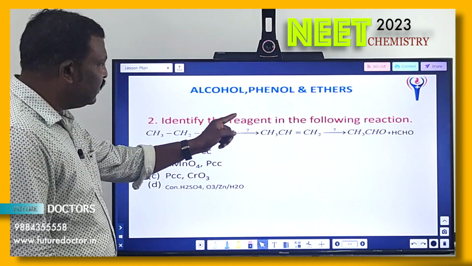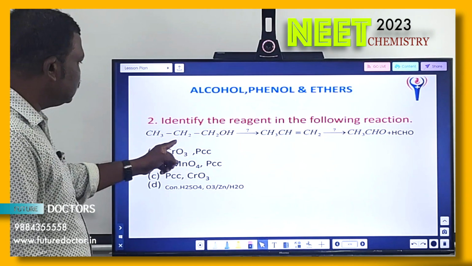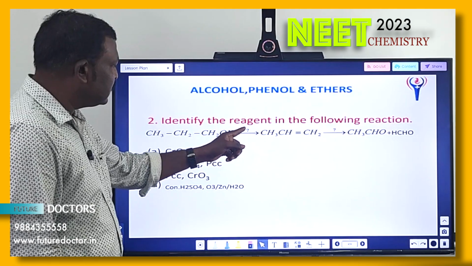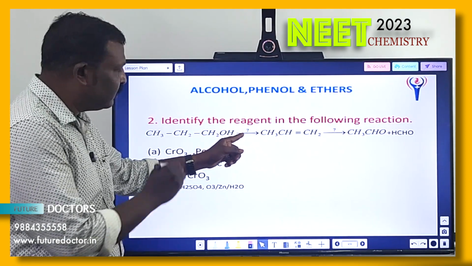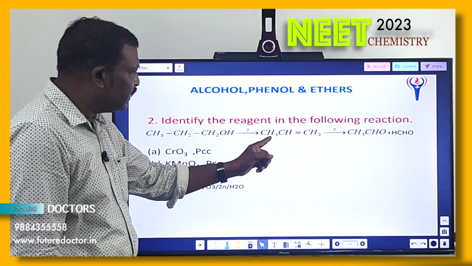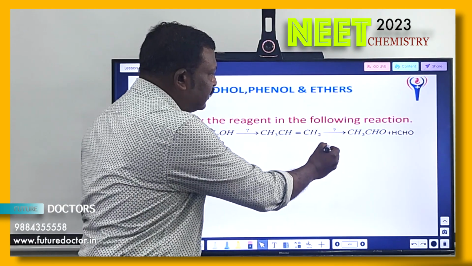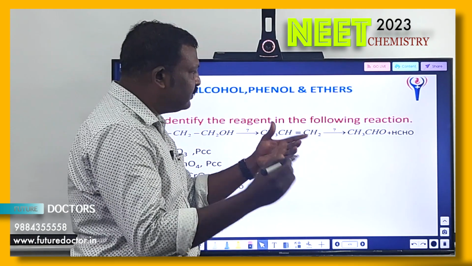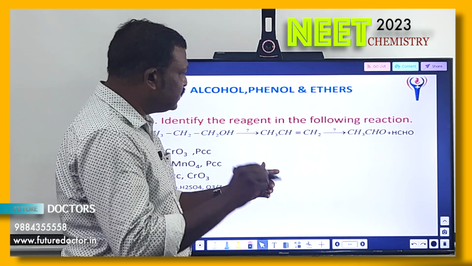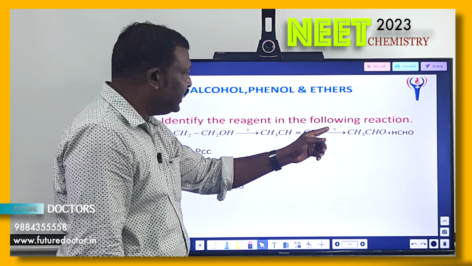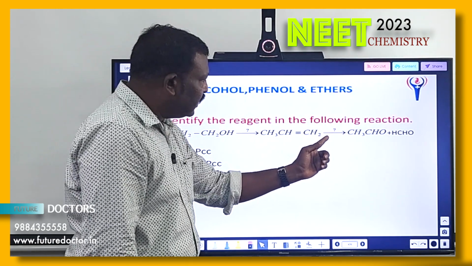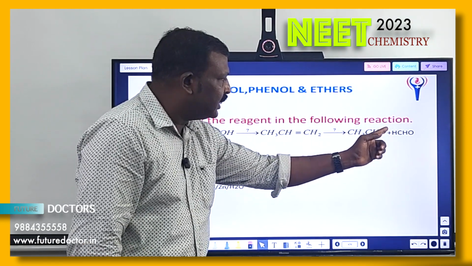Identify the reagent in the following reaction. CH3CH2CH2OH, arrow mark, some reagent will come here, and that becomes CH3CH=CH2. Here also an arrow mark will come with some reagents. Your aim is to find out only the reagent. Then that becomes CH3CHO plus HCHO.